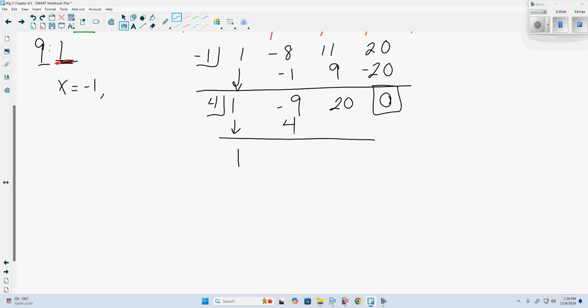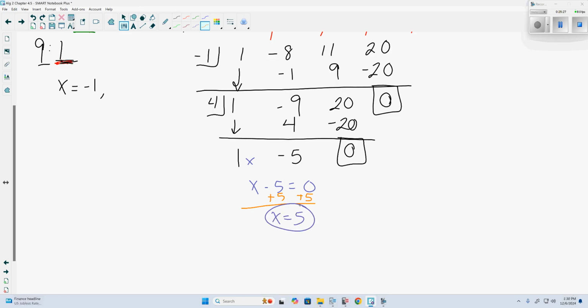4 times 1 is 4. Negative 9 plus 4 is... 4 times negative 5 is... It is a solution. And that leaves us with x minus 5 is equal to 0, if I solve, add 5. So our solutions are negative 1, 4, and 5.